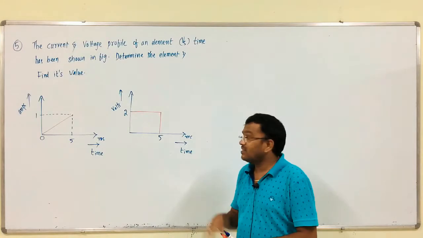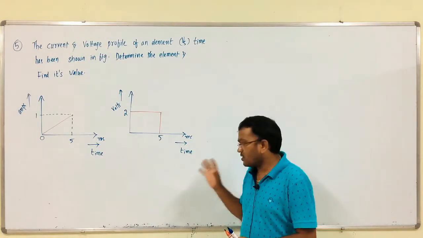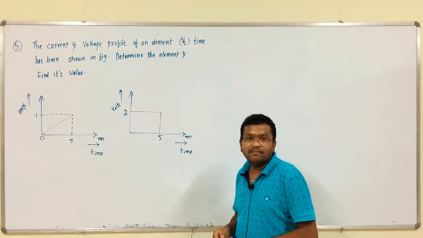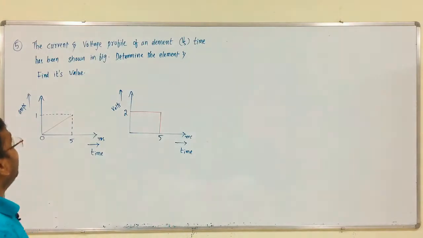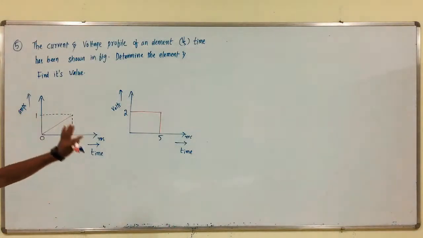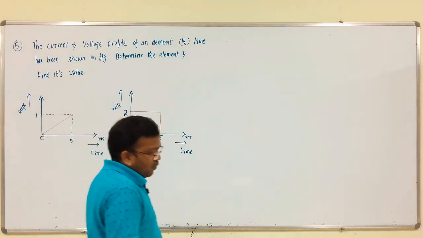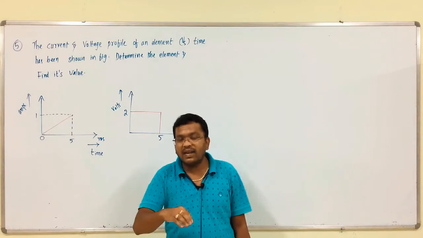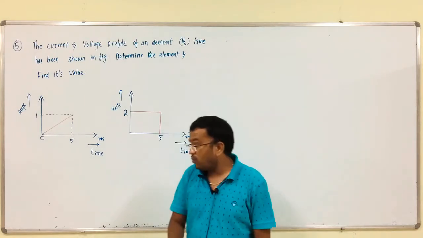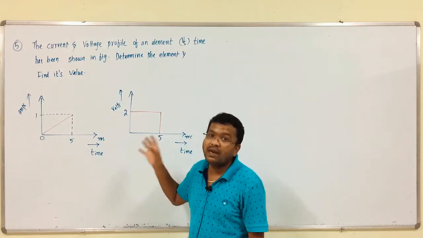Now, we have to discuss this beautiful problem. Why is this a beautiful problem? After solving this, you will get the idea. The current and voltage profile of an element versus time has been shown in the figure. Determine the element and its value. So, he provided the voltage versus time as well as current versus time profiles. So, based upon these profiles, we have to get the element name and the value of that element.